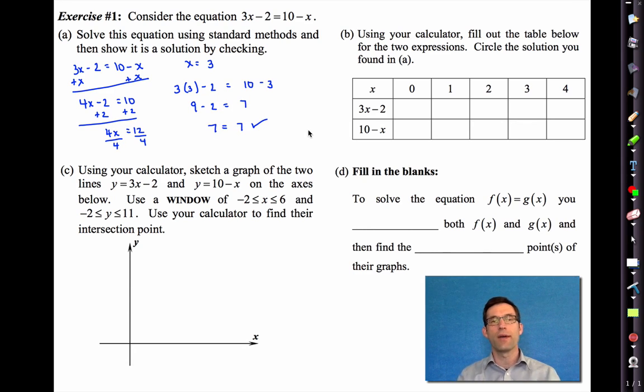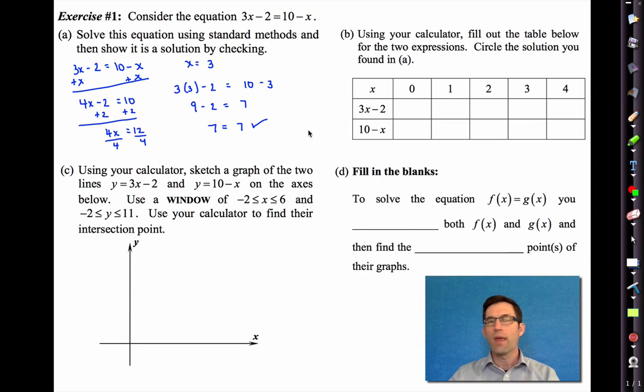Great. All right. But now I'm going to show you two different ways that you can solve this graphically. We're going to solve it by looking at a table, and we're also going to solve it by producing a graph. So letter B says, using your calculator, fill out the table below for the two expressions. Circle the solution you found in A. So we're going to do this in a really kind of neat way.